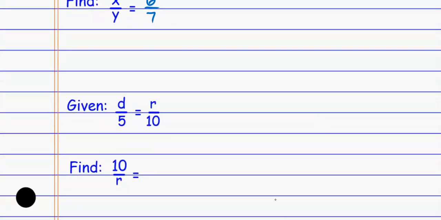If I look at something like this guy, I've got d over 5 equals r over 10, and now all of a sudden I have 10 over r, and so when you think about it, that looks kind of like this guy, except instead of r over 10, it's 10 over r. I flipped it, which means I have to flip the other one, 5 over d. These are the properties of proportions, okay? So I can still have an equivalent proportion here, all right?